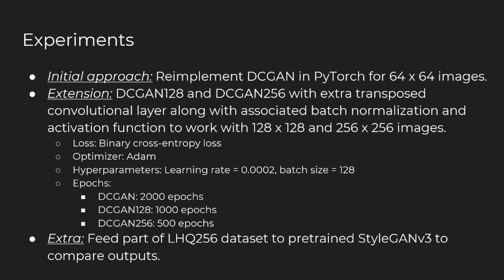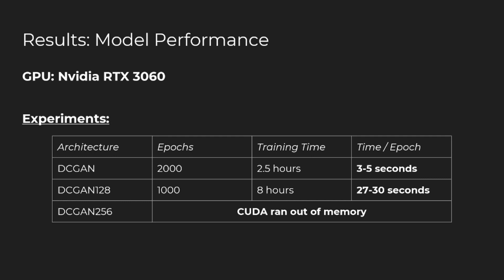Additionally, we will also feed part of the LHQ256 dataset to a pre-trained StyleGAN version 3 to compare the results. For all of our training, we used Min's NVIDIA GPU. We trained our first DCGAN for 2000 epochs and trained our DCGAN 128 for 1000 epochs. We also tried to train our DCGAN 256, but unfortunately CUDA ran out of memory.